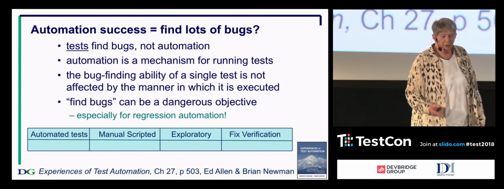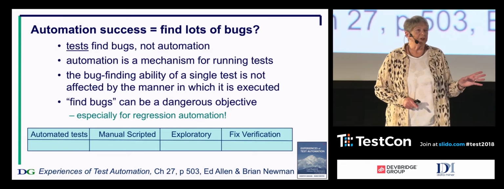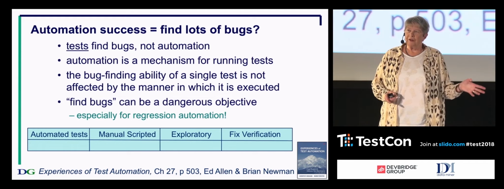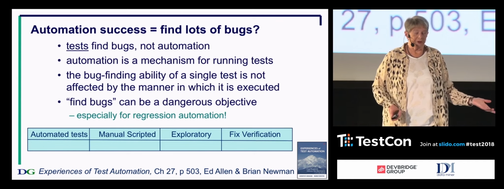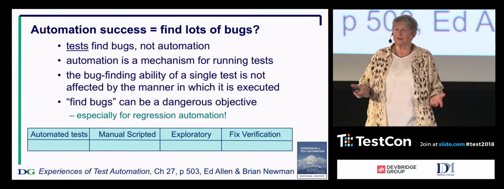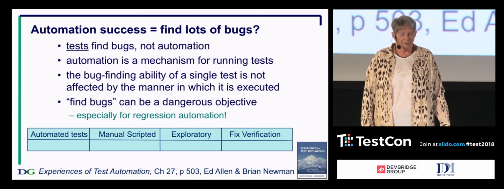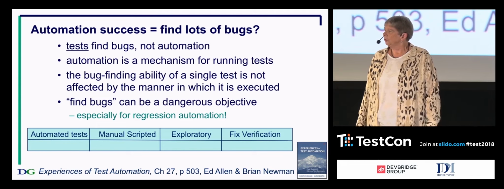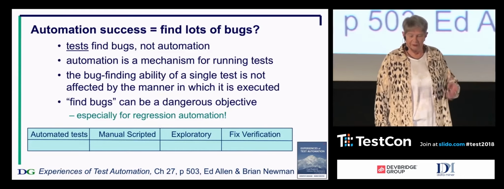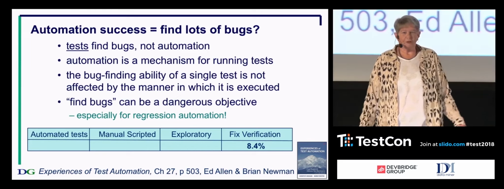Now, in the book Experiences of Test Automation, one of the chapters in there, the guys had actually analyzed the percentage of bugs found by different types of testing. Automated tests, manual tests, exploratory tests, and fix verification, bug fix tests. Do you think that's evenly distributed, 25% each? No, you're right. I'll give you a hint. The fix verification was about 8.4%. The rest evenly distributed, do you think?